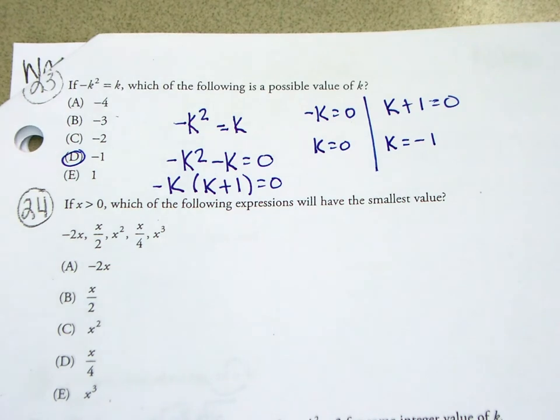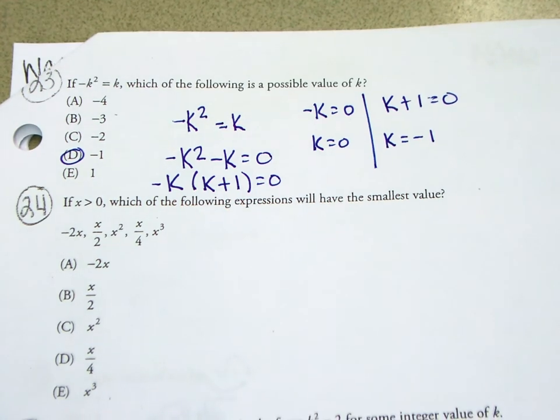Anytime you're dealing with k squared and k's, think of GCFs and bringing everything over to one side, and then you're good to go. So pulling out the GCF.